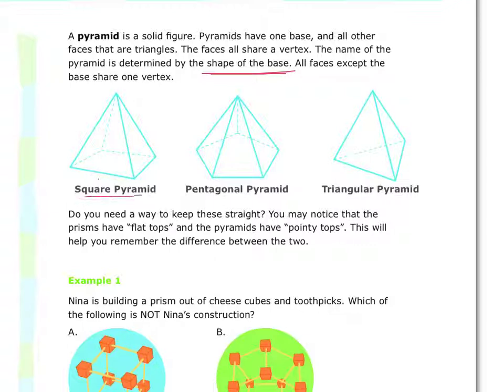This would be a square pyramid because the bottom is a square. This would be a pentagonal pyramid because the bottom is a pentagon. This would be a triangular pyramid because the bottom is a triangle. One of the ways to help you keep pyramids and prisms straight is that prisms have flat tops and pyramids have pointy tops. So hopefully that helps with remembering the difference.